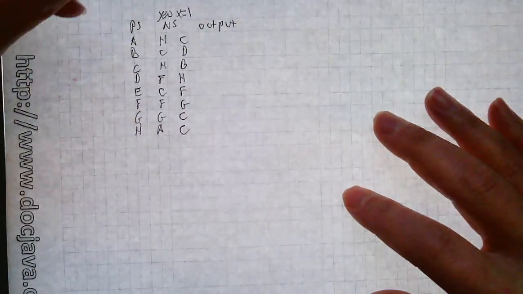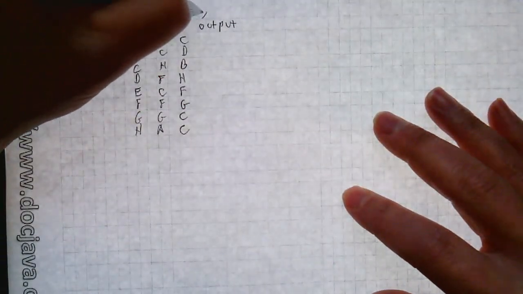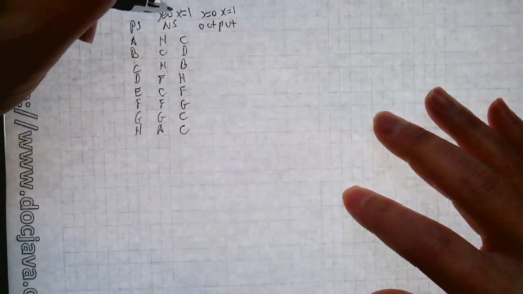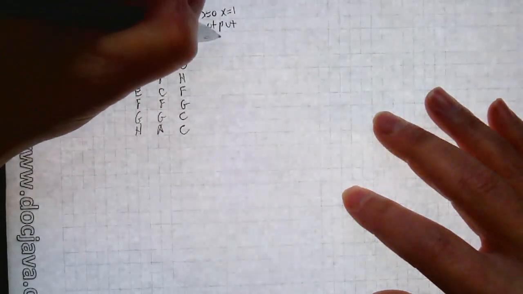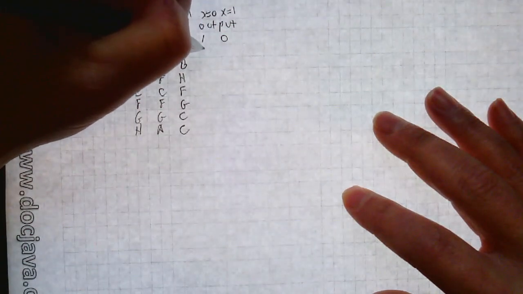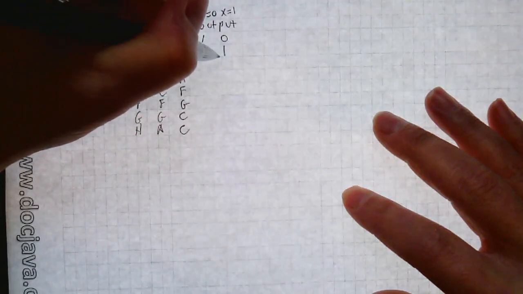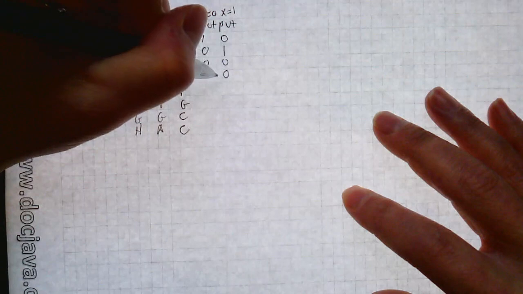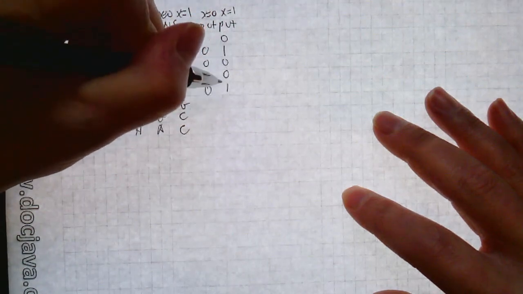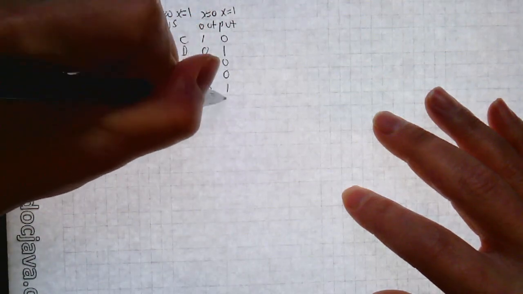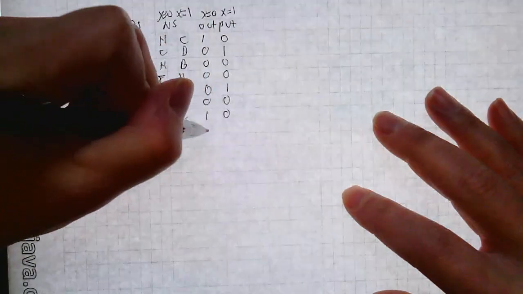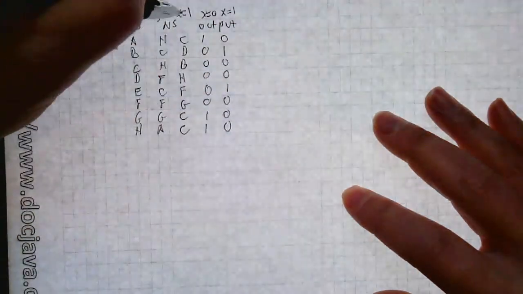And the output is for x equals 0 and x equals 1. And it's supposed to be 1, 0, 0, 1, 0, 0, 0, 0, 0, 1, 0, 0, 1, 0, 1, 0. I think I got that right.